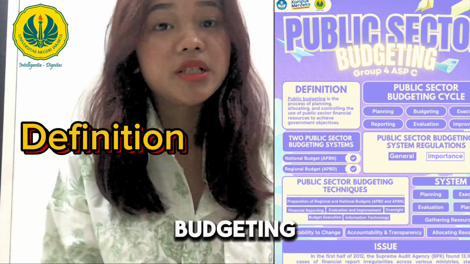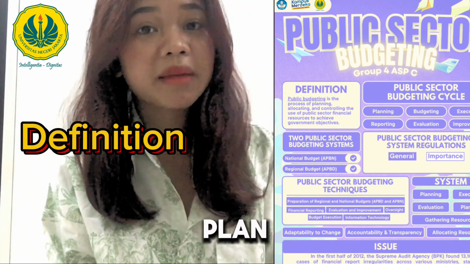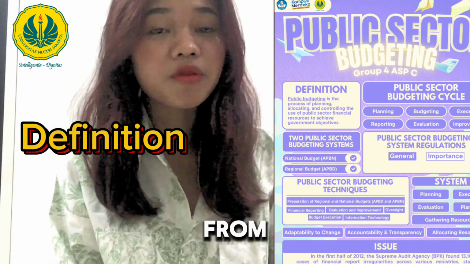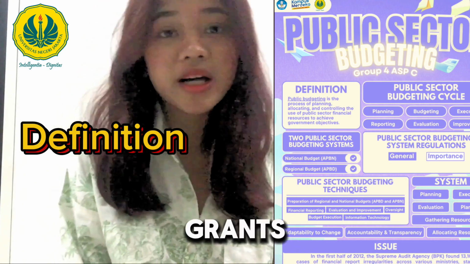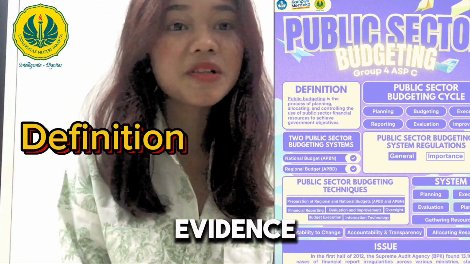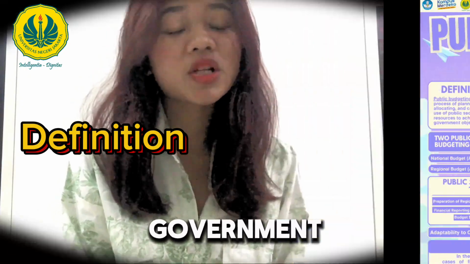The public budgeting system is a framework used by the government to plan, manage, and oversee the use of financial resources from taxes, fees, grants, and loans. Its goal is to allocate resources efficiently to meet the needs of the community and achieve government objectives.